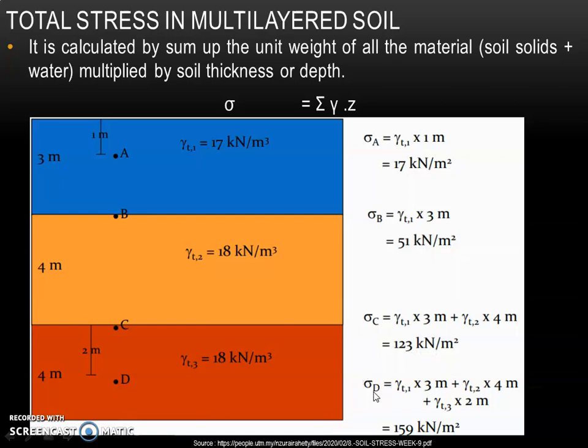And finally sigma D is the stress due to layer 1 plus stress due to layer 2 plus stress due to the third layer, which is up to 2 meters, because we are here finding out stress at point D. So gamma 1 is 17 into thickness 3 meters, plus gamma 2 is 18 into 4 meters, plus 18 into 2 meters. So we get stress at point D as 159 kilonewton per square meter.